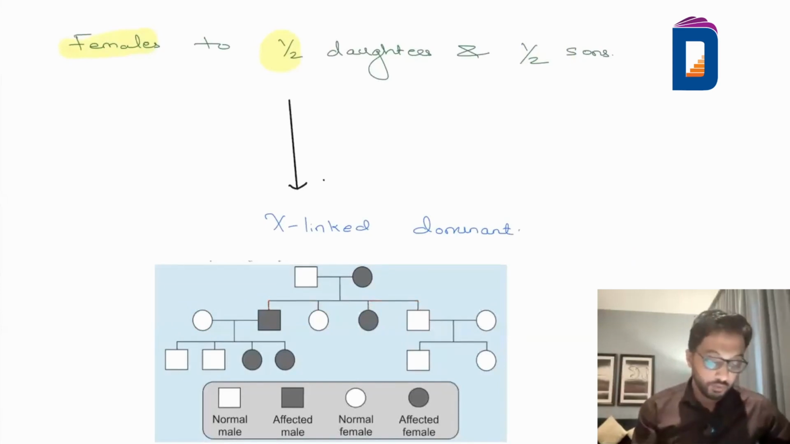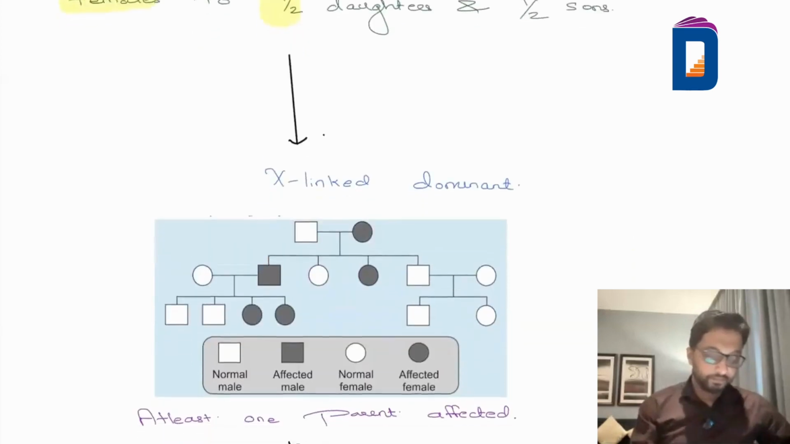So here you will see that this is a daughter. And where is the next daughter? Yeah, this is the next daughter. And this is a son. It's very clear here, isn't it? Out of the four children here, she is transmitting the disease to one male and one female. Isn't it? Clear.